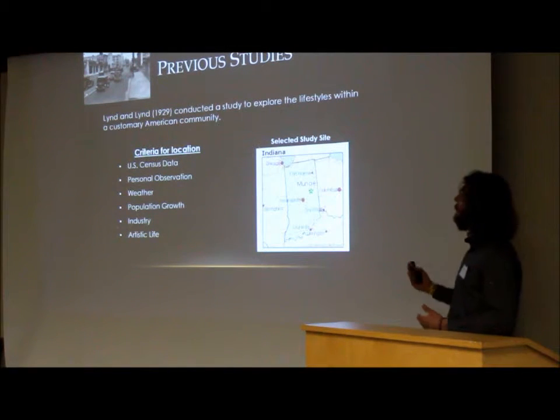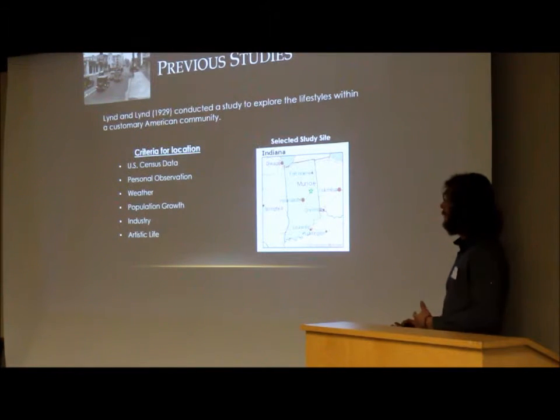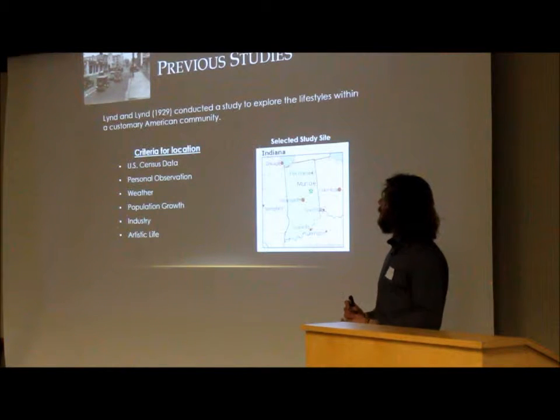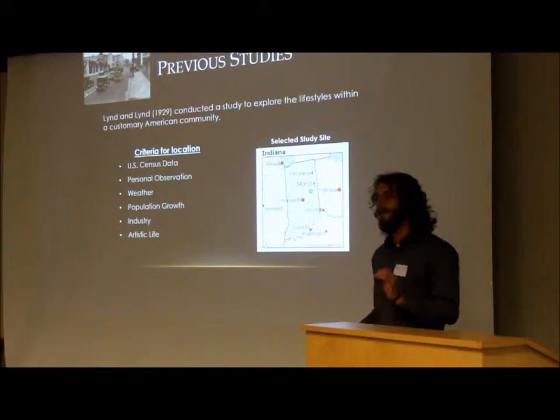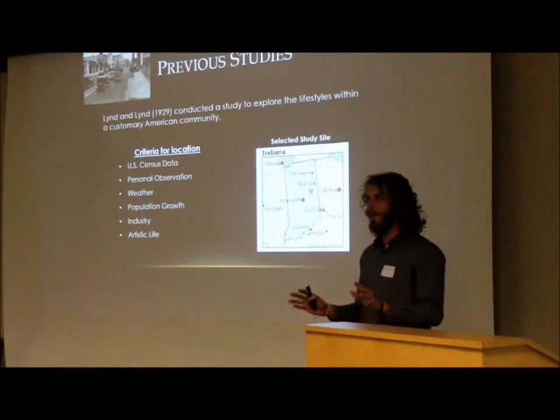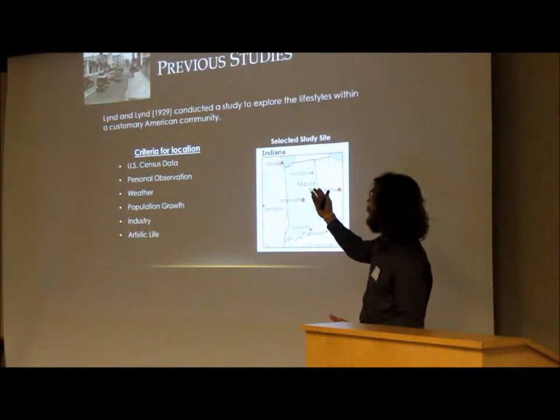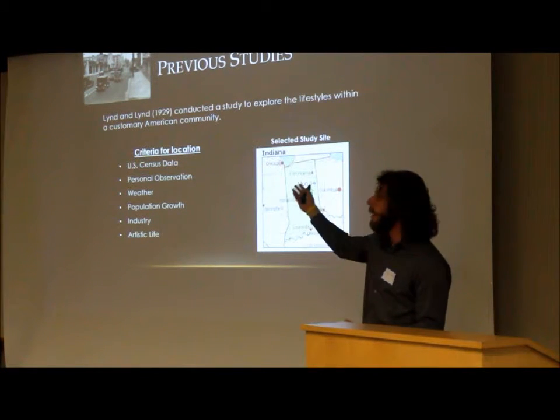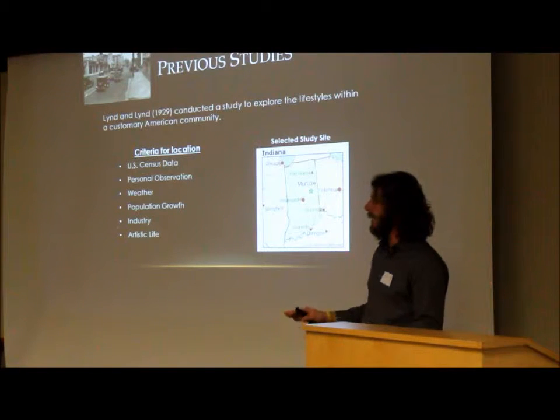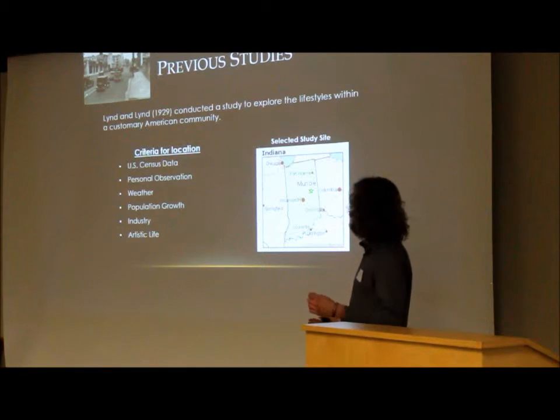To begin with, I looked at some earlier studies that involved either finding sample sites or clustering the United States. The first one I looked at was done by Lynd and Lynd in 1929. They conducted a study to explore the lifestyles within a customary American community. Their initial goal was selecting a sample site that represented the most common area of the United States. Note that this study actually began in 1924 and was published in 1929. Back then, they did not have the technology that we have today, so they had to rely on different methods.